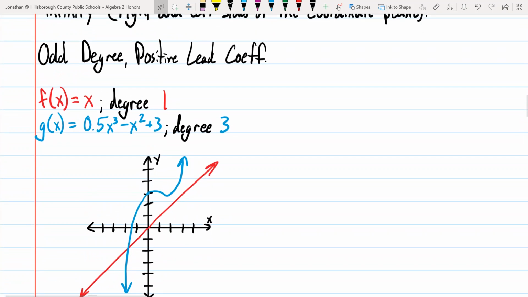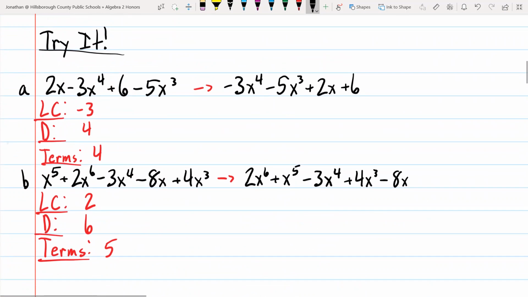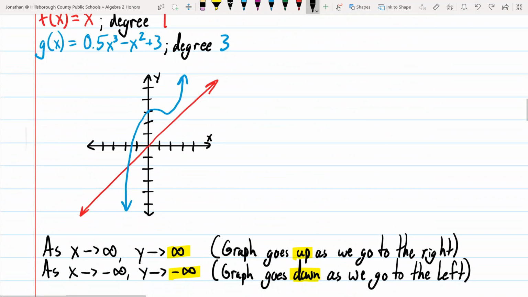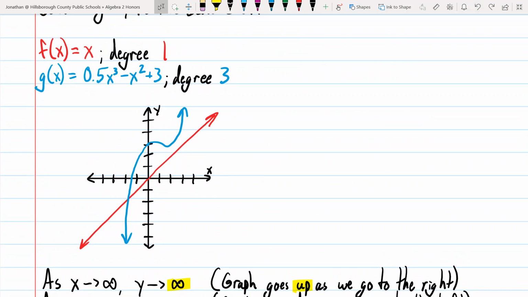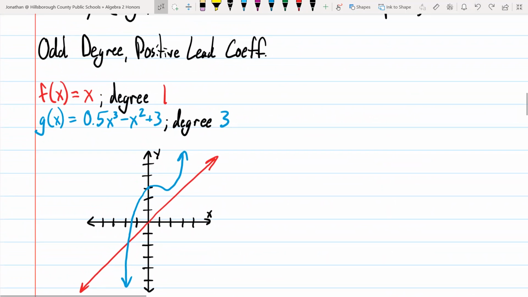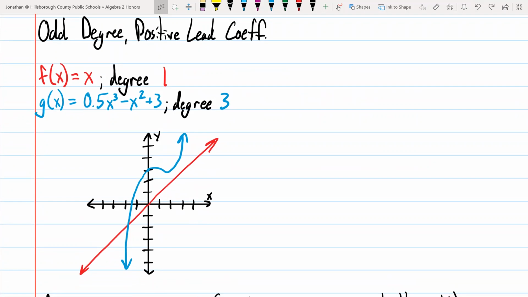So this is an odd degree with a positive lead coefficient. So by an odd degree, if I go back to our triads from before, these were both even degrees. Their highest degree was even. This is what your graph will look like when your function has an odd degree. For example, f of x equals x, that's our standard x graph. We know it goes up when we read the graph from left to right. Always read a graph from left to right.